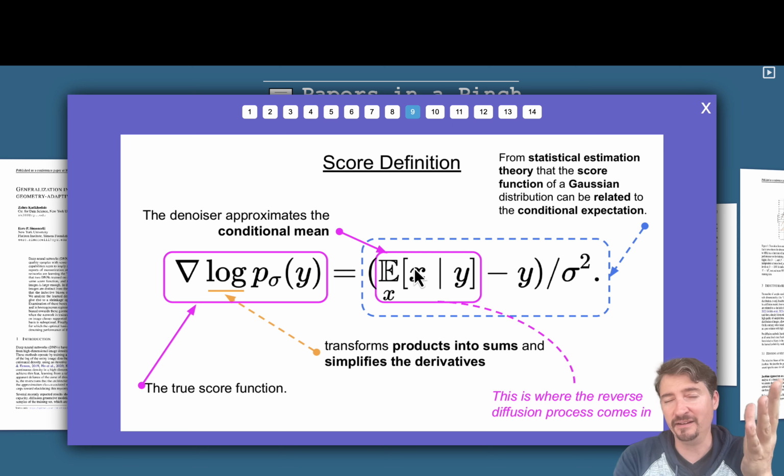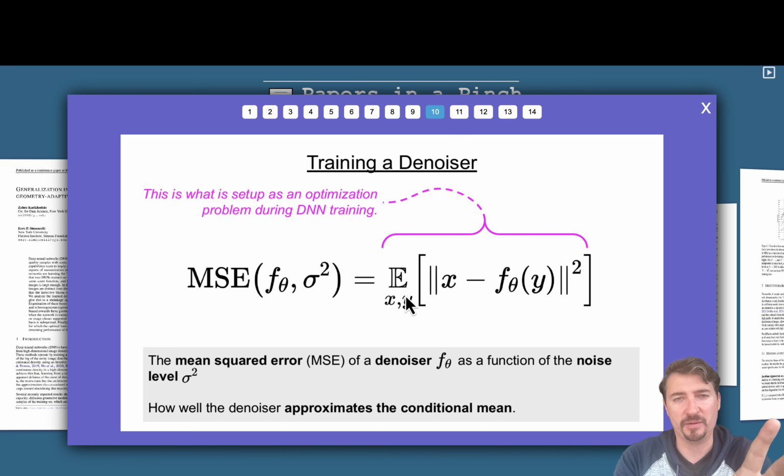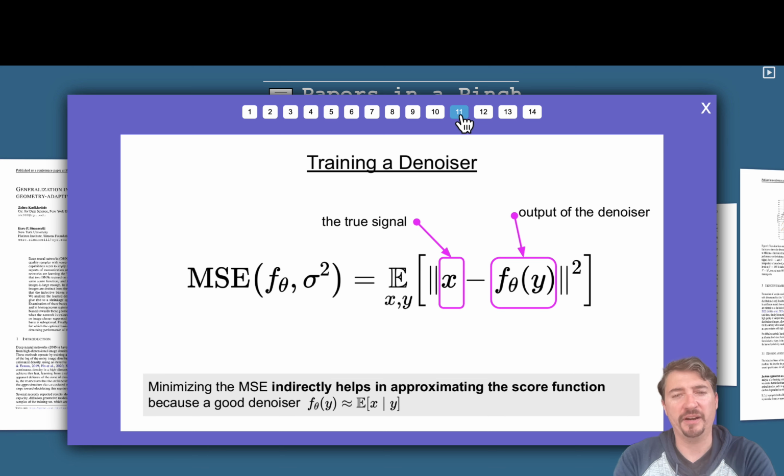Because the conditional mean is, again, what is the clean image probability given the noisy image probability, right? So that relates to the conditional mean, and that's what it means to train a denoiser. And then, here's the annotated version, right? So think of X as the true signal. This is the output of the denoiser. That gives you the mean squared error, right? That's going to relate back to the score function.